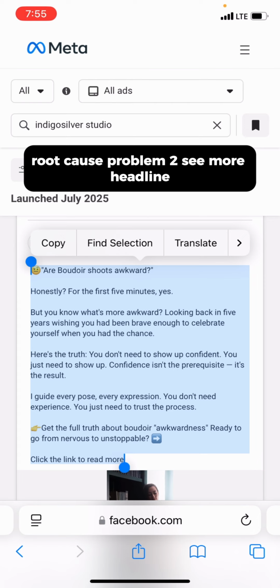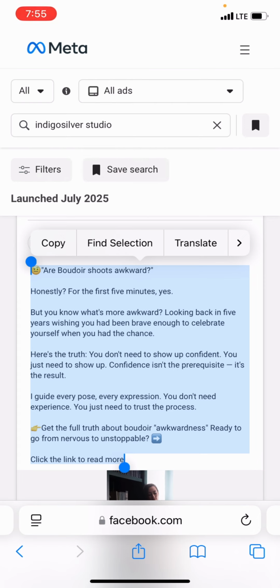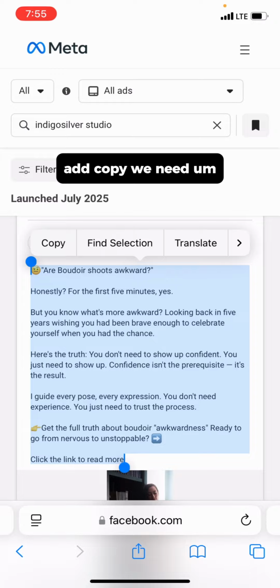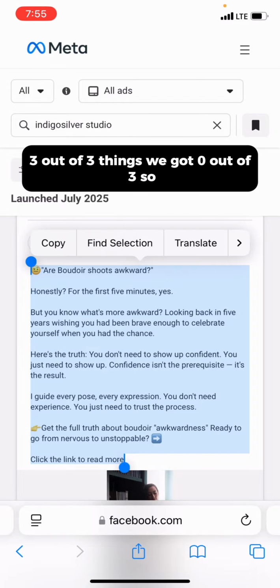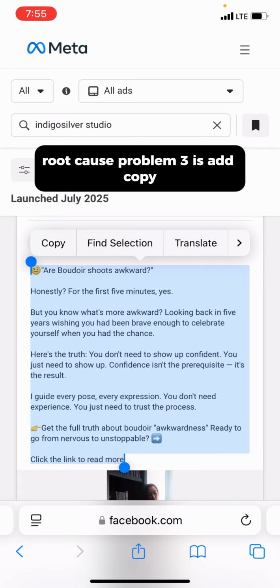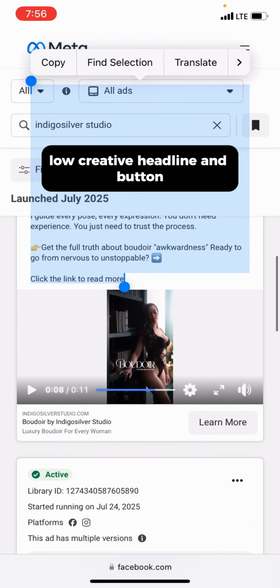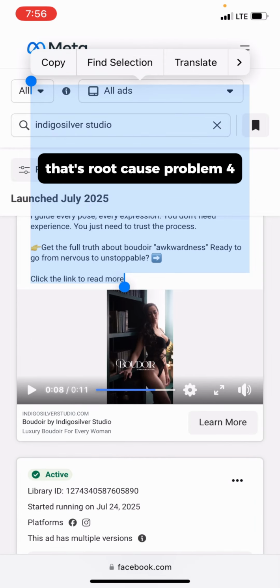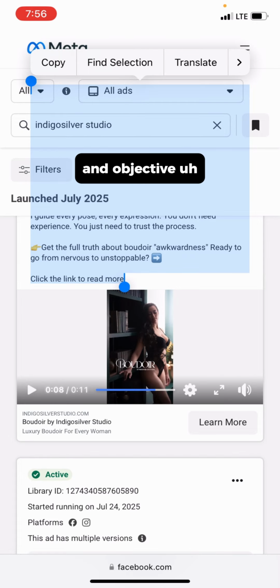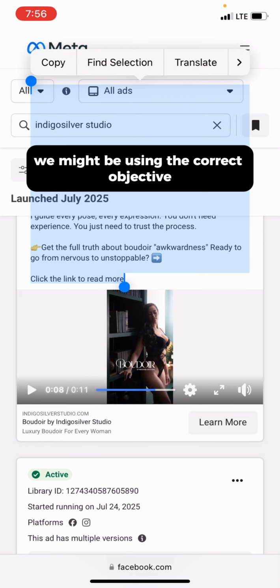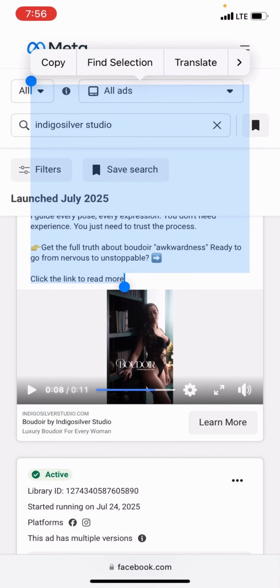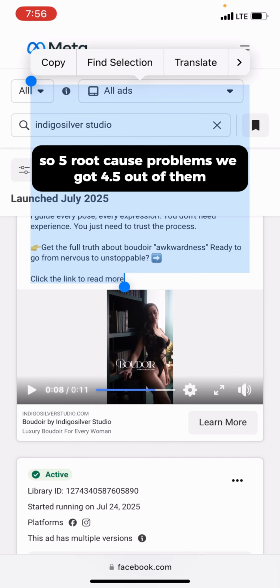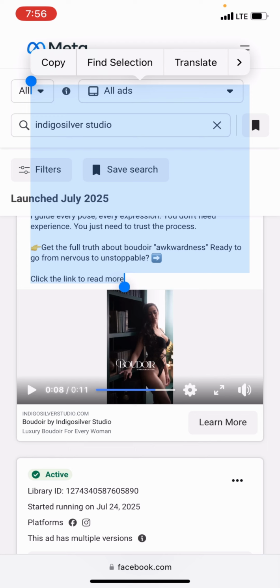So root cause problem 2, ad copy. We need 3 out of 3 things. We got 0 out of 3. Root cause problem 3, below creative headline and button. We've got to get rid of those. That's root cause problem 4. And objective, we might be using the correct objective, so half a mistake here. So of 5 root cause problems, we got 4.5 of them.